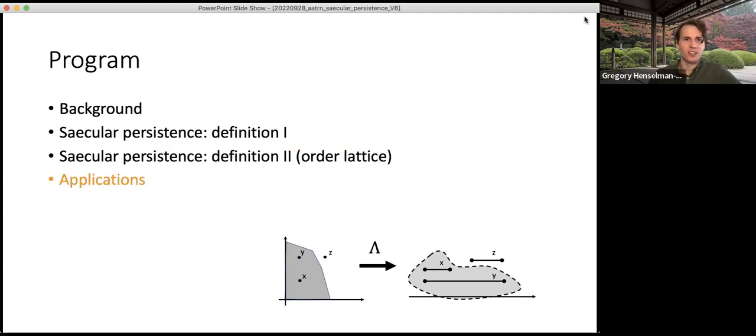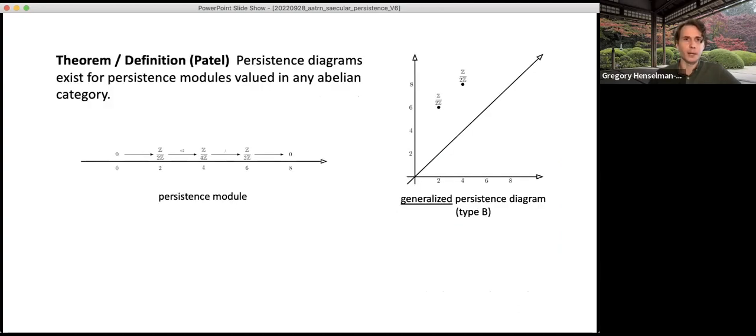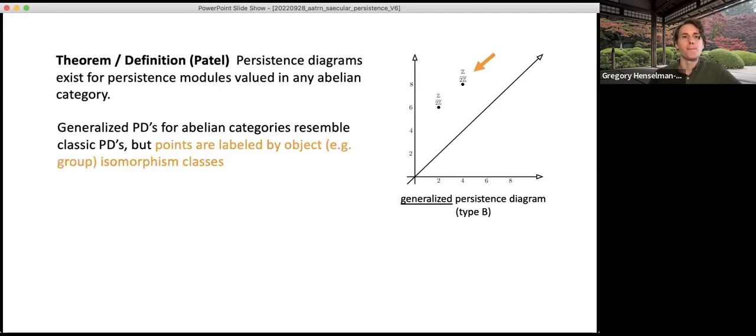Okay, great. So let's talk a bit about applications. We already talked a bit about interpretations of generalized persistence. So the idea of the generalized persistence module is already intriguing and interesting. It lets us turn this persistence module into a persistence diagram. And again, points are labeled by objects in the category that you're mapping into. So if you have a persistence module of abelian groups, you get points labeled by abelian groups.